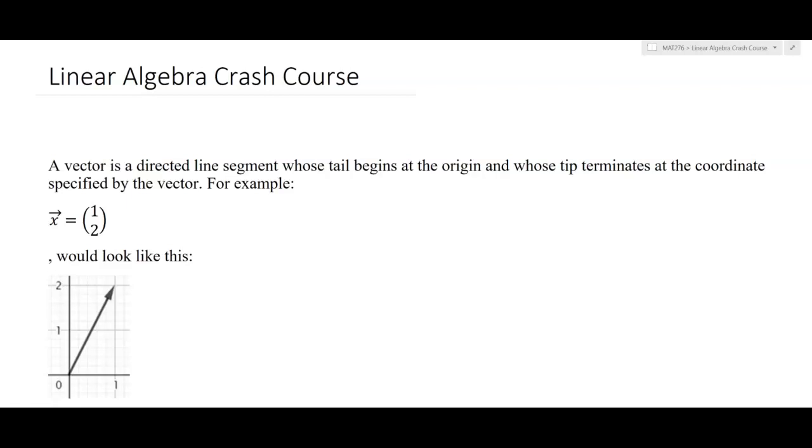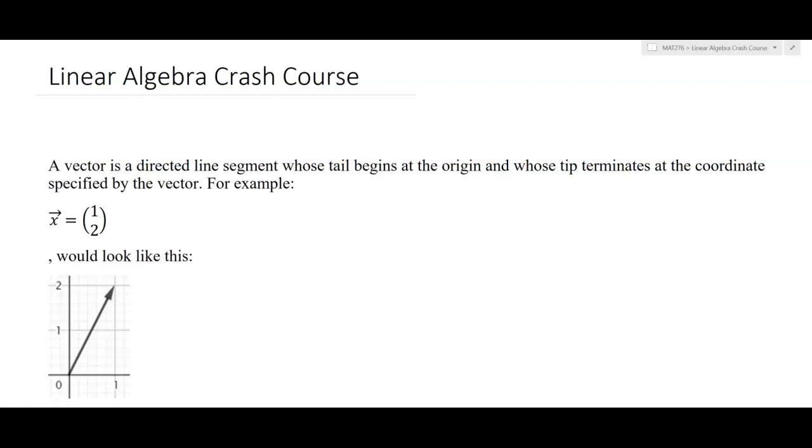So first of all, and the most important concept in linear algebra, is the concept of a vector. We've seen some of these already, but to more formally define them, a vector is a directed line segment whose tail begins at the origin and whose tip terminates at the coordinates specified by the vector. For example, x equals... and notice how we are talking about vectors as opposed to the variable x. When you have a lowercase letter with an arrow over it, that implies that it has more than one component, and we can typically think about these as the x and y components.